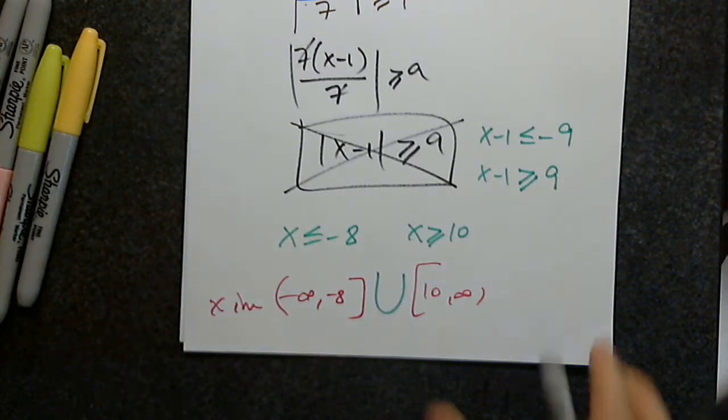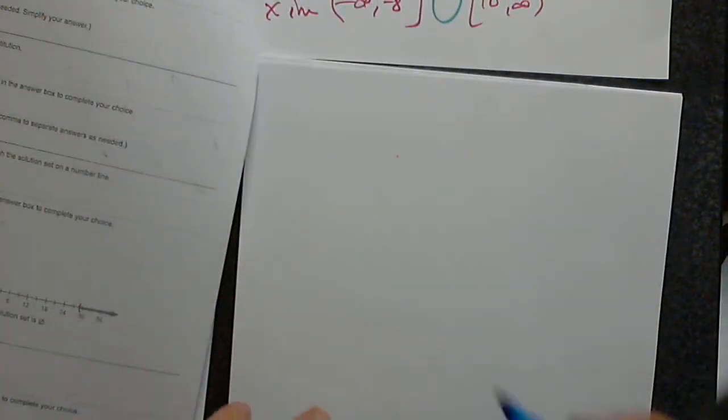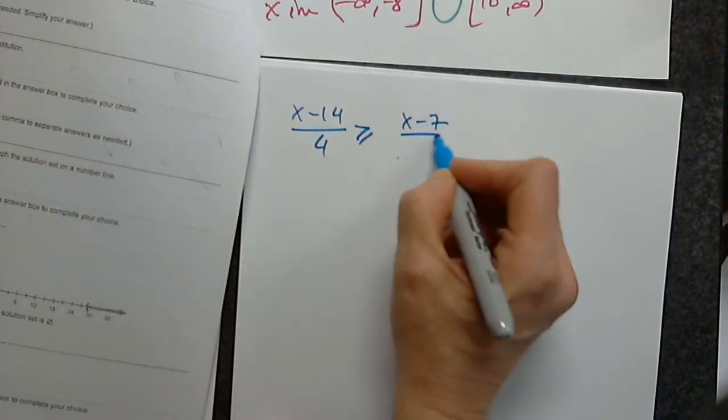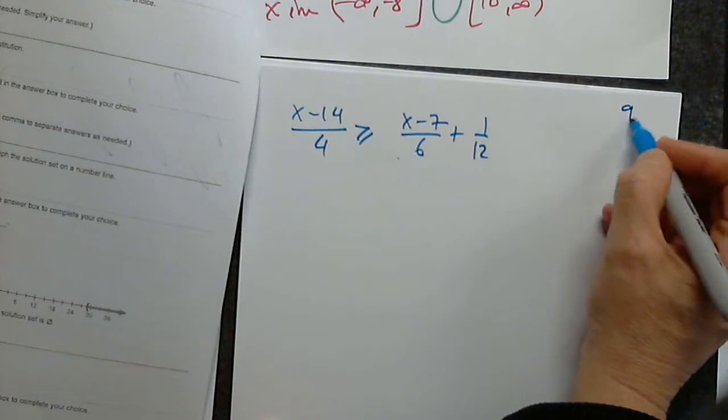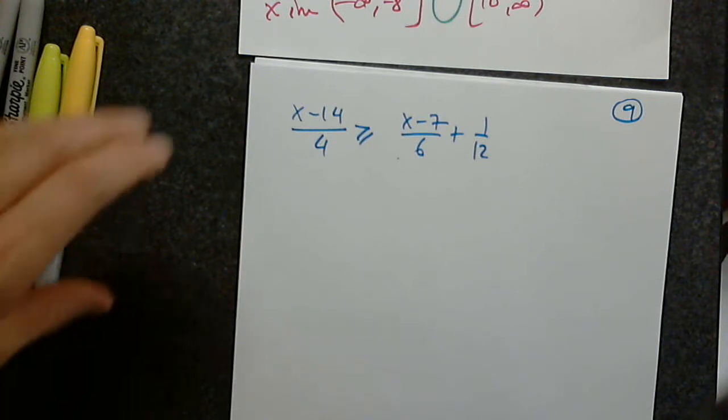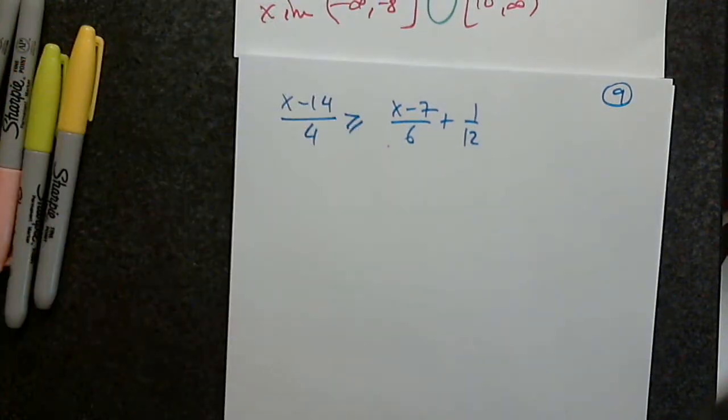And then number 7. So let's look at number 7. In number 7, we have x minus 14 divided by 4 greater or equal to x minus 7 divided by 6 plus 1 over 12. Whenever we see fractions, we should not ever be afraid because we can eliminate them very easily in inequalities and equations.